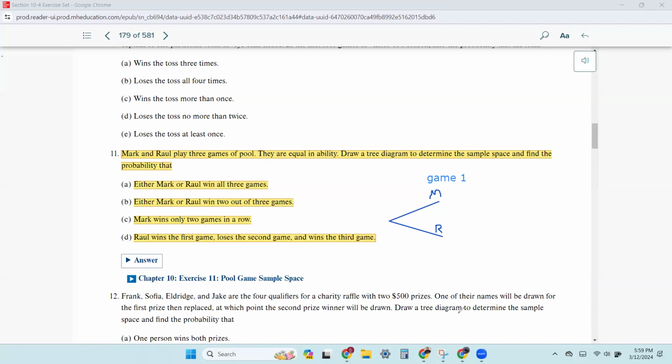And depending on what happens, we're going to branch off to two more games. So let's branch off again. So then this one is going to be game two. I'll just put G2. All right. And again, we're going to have Mark and Raul, Mark and Raul.